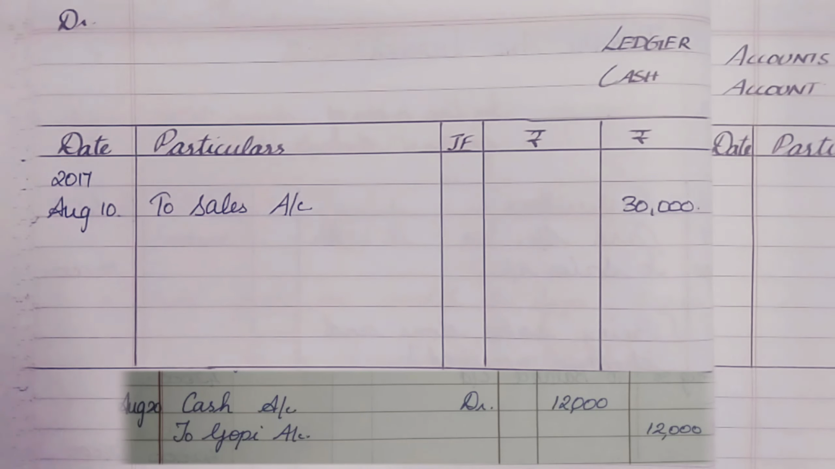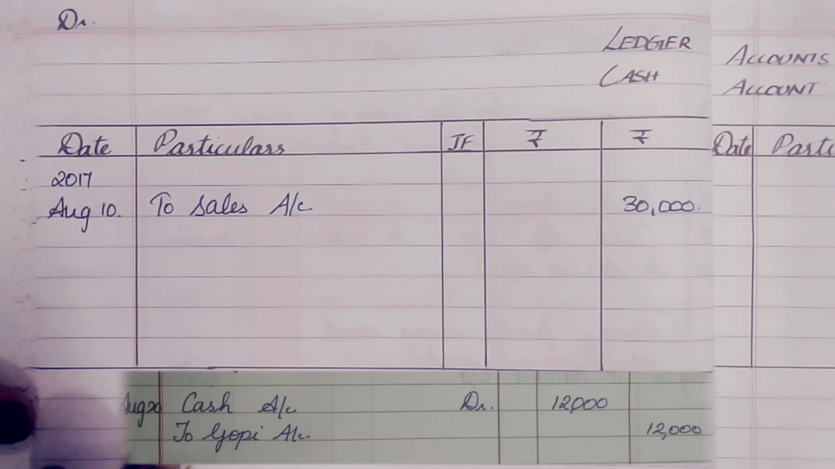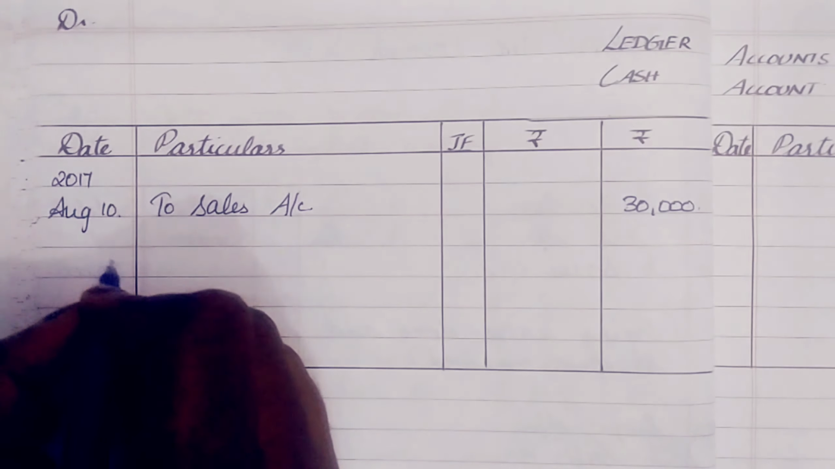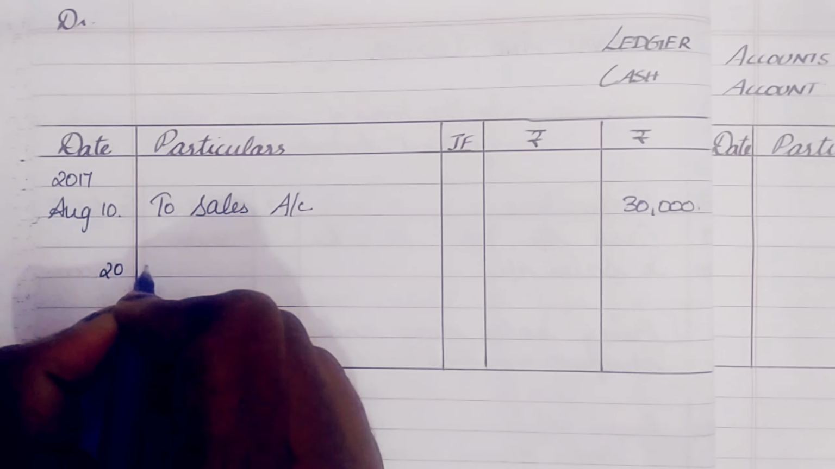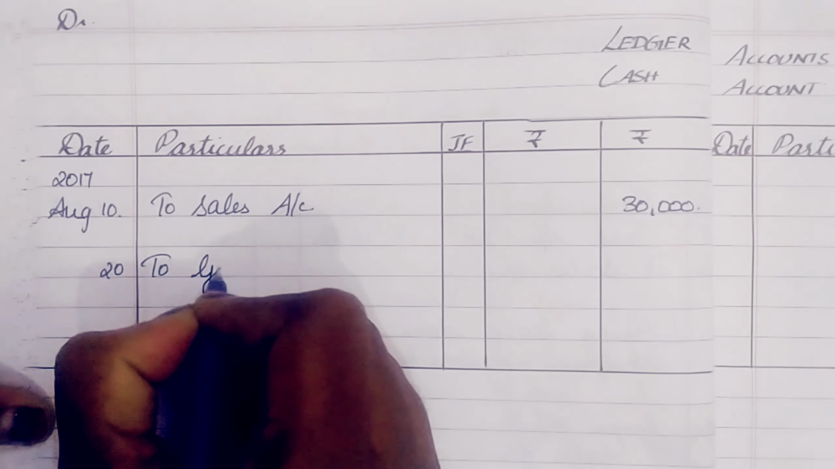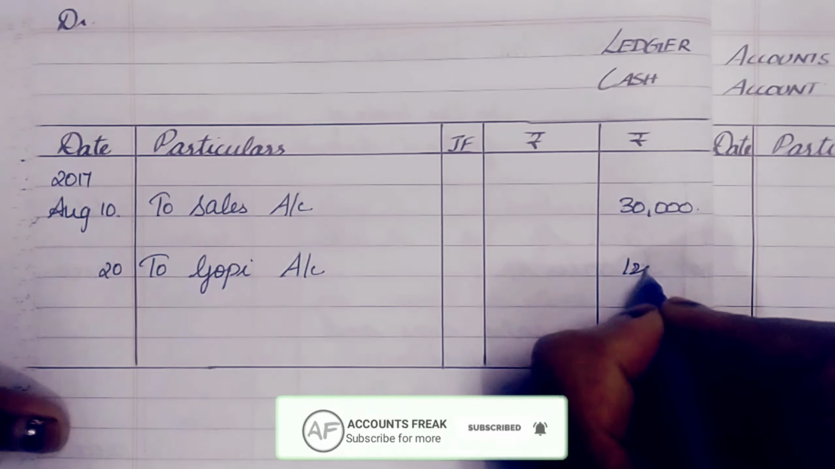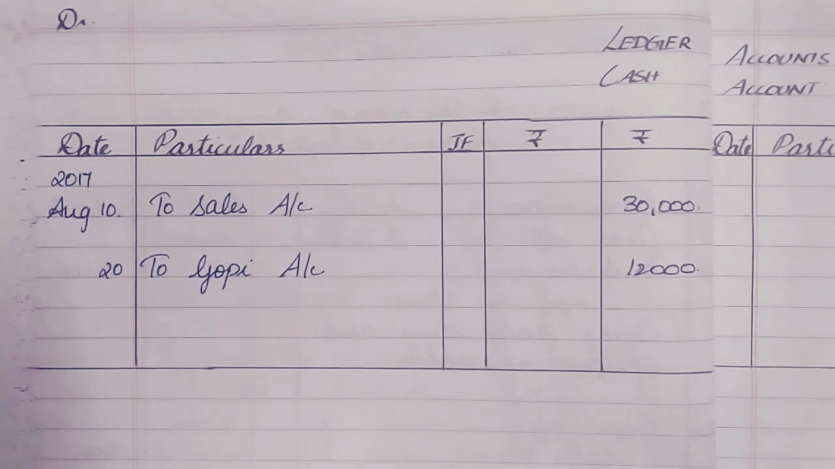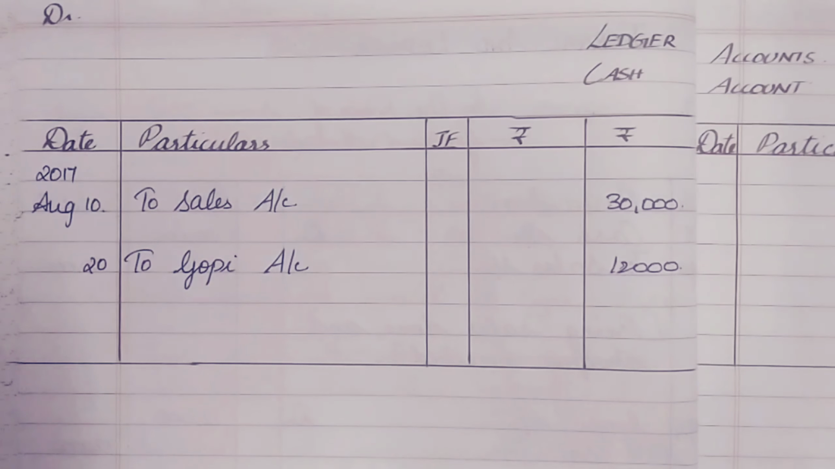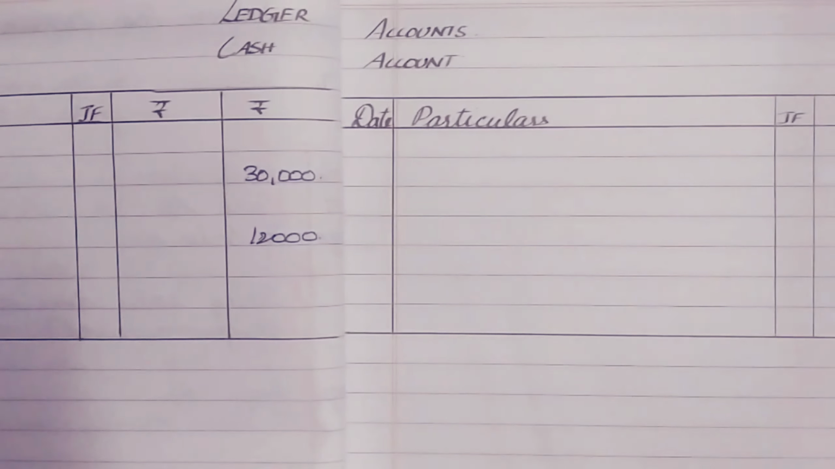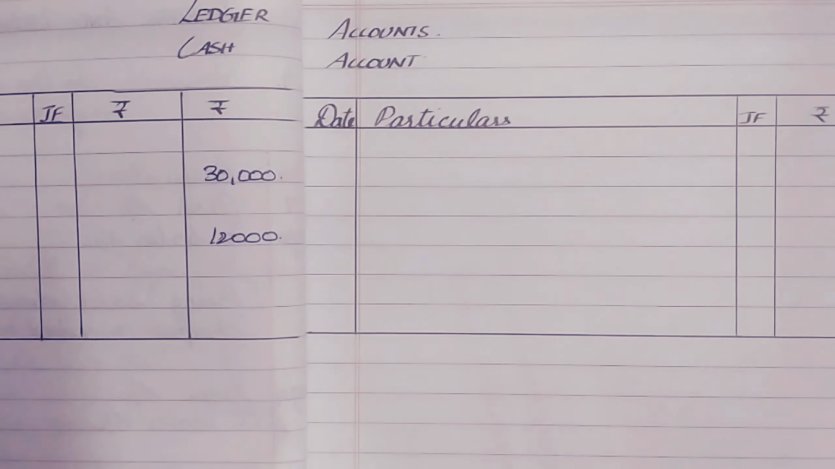The next transaction on the 20th, we have cash account to Gopi account. So cash account again is in the debit. So we have to go to the debit side of the cash account, and it is happening on the 20th. So this is to Gopi, the opposite account's name, to Gopi's account. This is 12,000. So here I've recorded both my transactions relating to cash, and on the 14th there is no cash, therefore the transaction doesn't come inside the cash account.